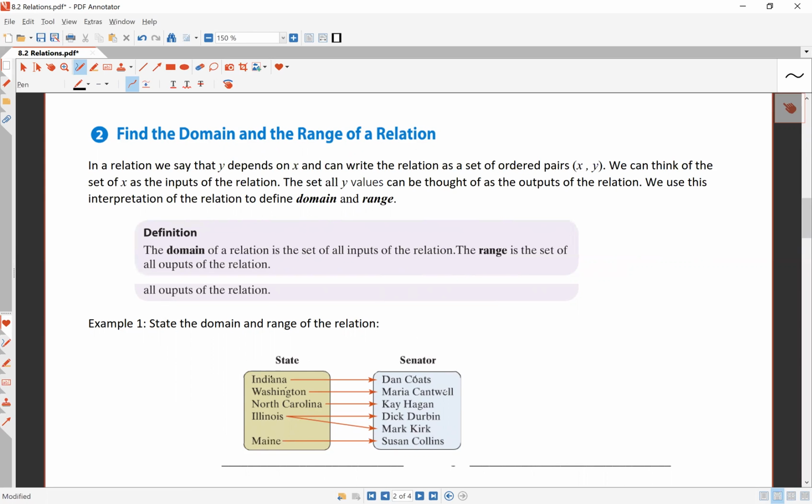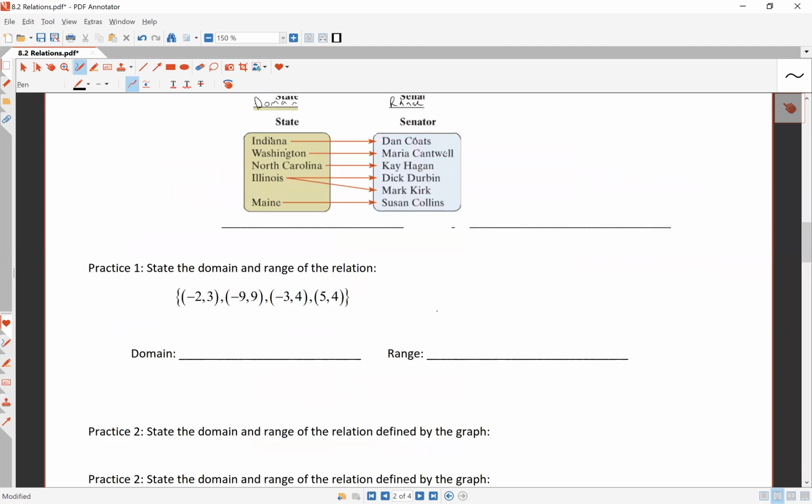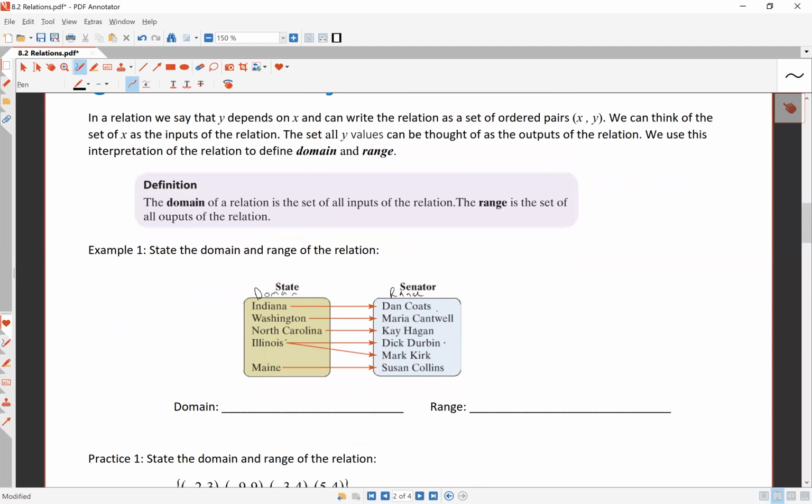We use this interpretation of the relation to define the domain and range. We say the domain is the set of all your inputs, and the range is the set of your outputs. So we just take all those inputs and we write them in a set. And remember, when we say set, we have these curly braces to denote set notation.